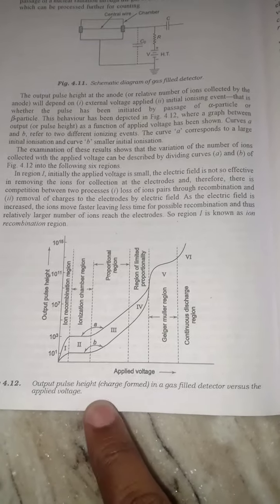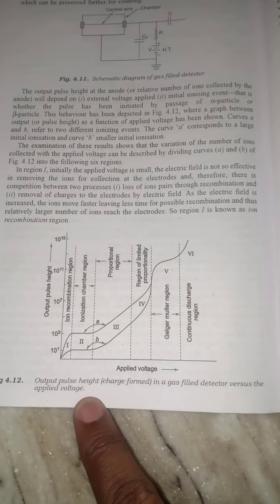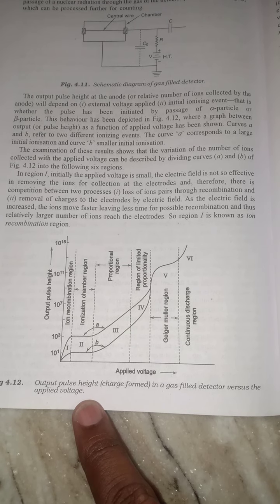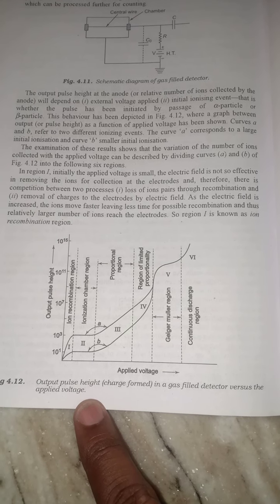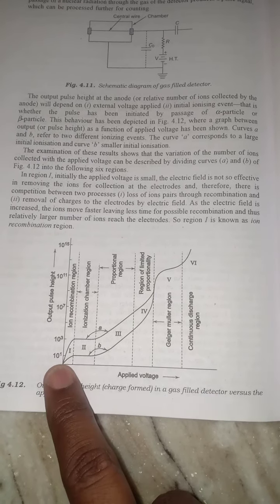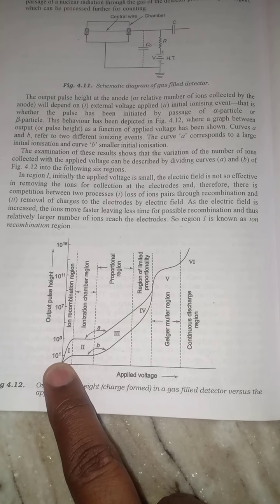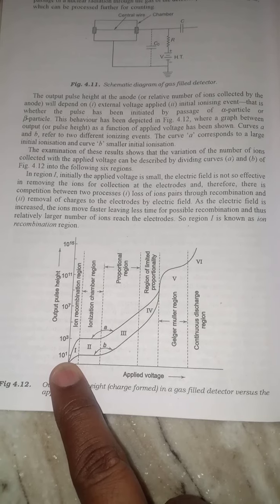It means as soon as we apply the voltage, the gas will split into an ion, the nucleus part, and one electron. Therefore, the applied voltage is small, so there is a possibility of recombination of the ion and the electron.